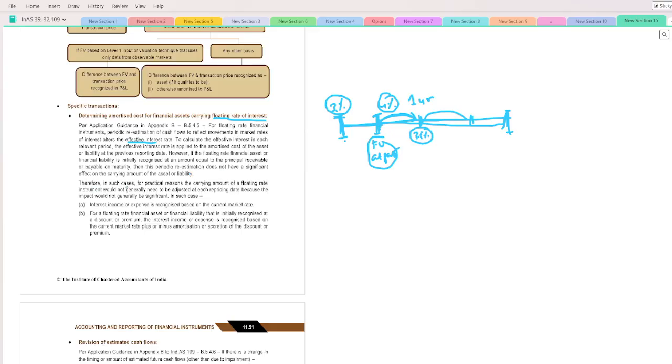Therefore, in such cases, for practical reasons, the carrying amount of the floating rate instrument would not generally need to be adjusted at each repricing date because it will be at par only, when your coupon rate and your discounting rate are both the same, because the impact would not generally be significant. So interest income or expense is recognized based on the current market rate. And for a floating rate financial asset or financial liability that is initially recognized at a discount or premium, the interest income or expense is recognized based on the current market rate plus or minus the amortization or the accretion of the discount. Yep, perfect.